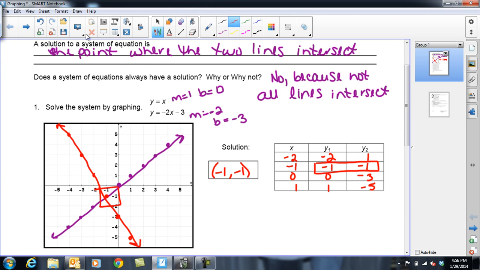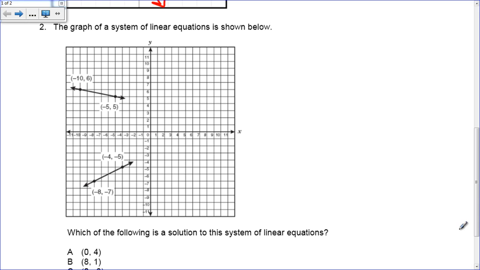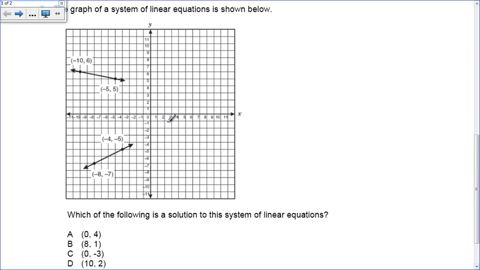So now let's go over here and look at number 2. Number 2 wants to know, if I have this graph of linear equations, which of the following is a solution? So I have these two lines that are partially graphed. I say they're only partially graphed because they only are on the left-hand side of the graph. They're in quadrant 2 and quadrant 3, but they don't extend any further, and I certainly can't see where they intersect. So the first thing I'm going to need to do is extend these lines so I can find an intersection point. That's my solution.